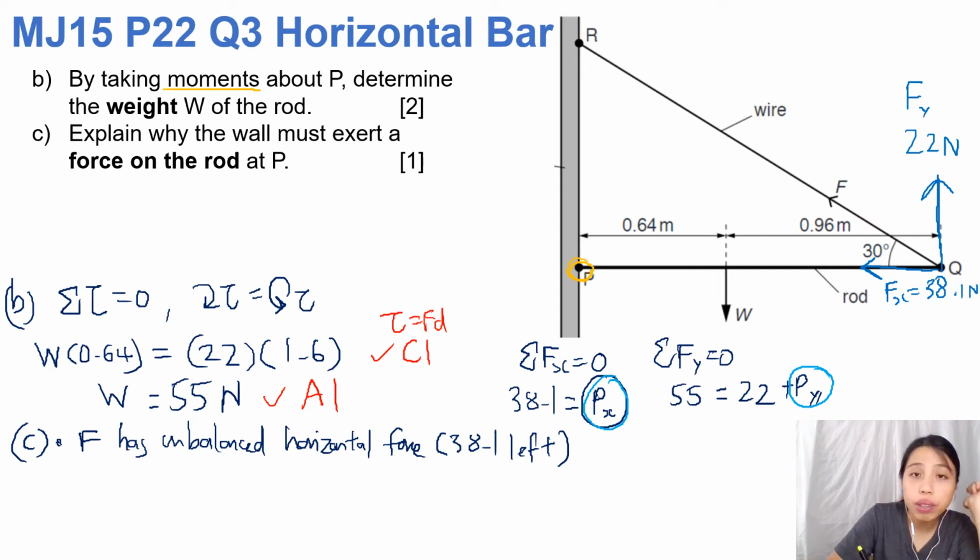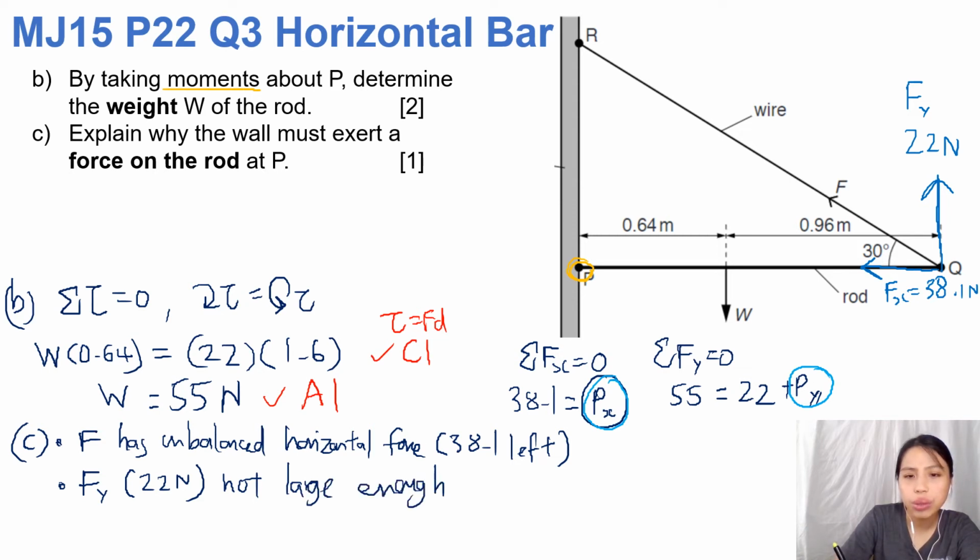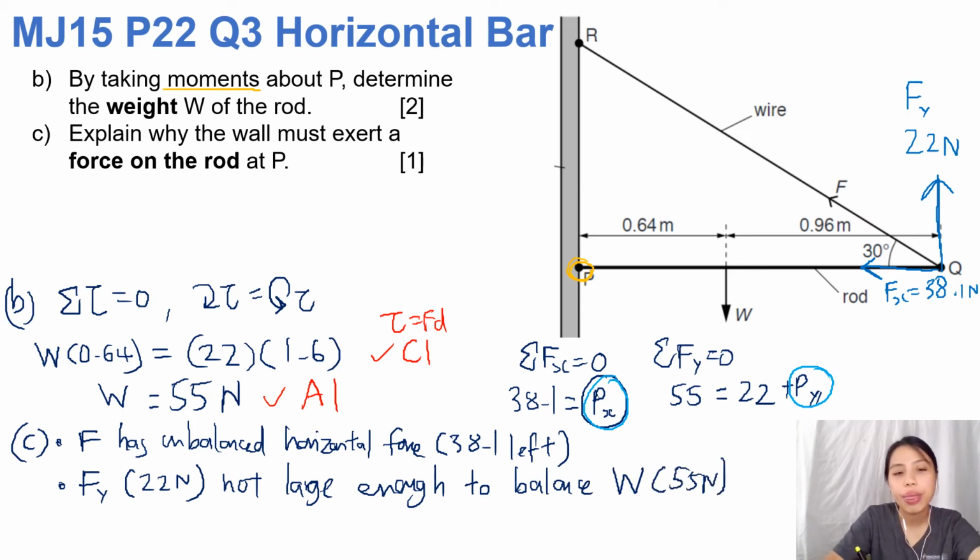Another way is you can talk of the vertical. You say the vertical part of this wire, Fy, which is only 22 newtons, is not large enough to balance the weight, which is 55 Newton. So some other force is needed there.